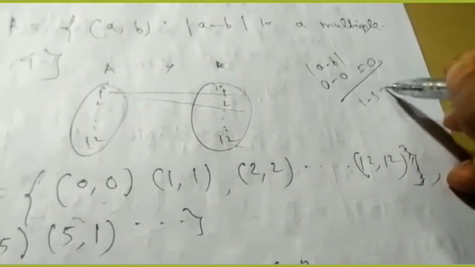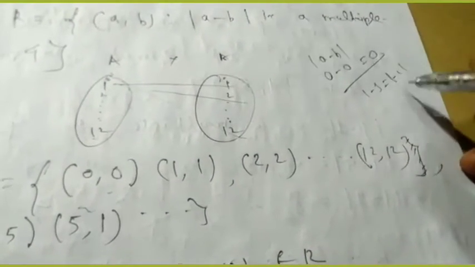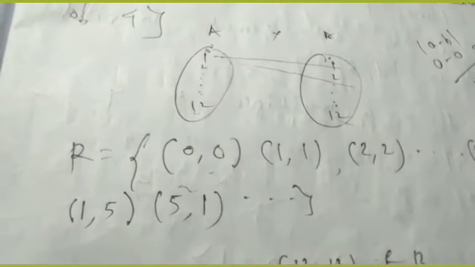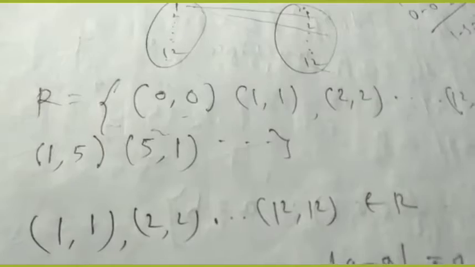And for (1,5) and (5,1), you see 1 minus 5 is minus 4. Mod of minus 4 means plus 4, which is also a multiple of 4. Again for (5,1), if you subtract 1 from 5, you again get 4, which is also a multiple of 4. So from here we need to show whether the relation is reflexive, symmetric or transitive.